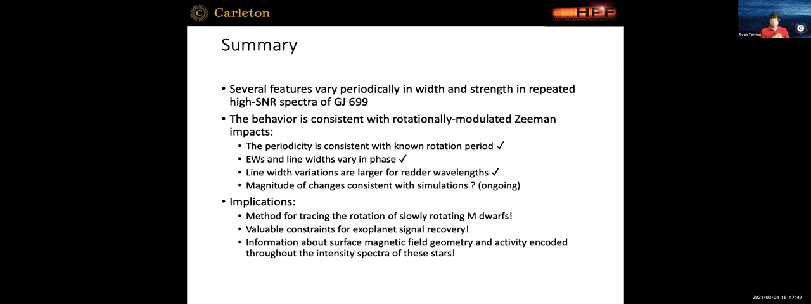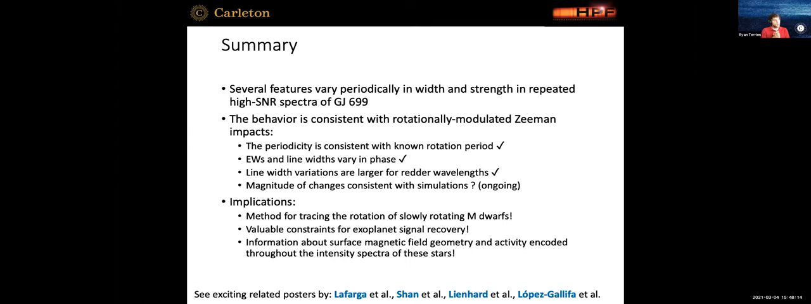That's particularly valuable if you're interested in detecting exoplanets, because having some handle on the rotation period is absolutely vital for informing your Gaussian process technique, or however you're correcting for the activity related signals that might pop up in your Doppler measurements, for example. And in general, this indicates that there's recoverable information in the intensity spectra about the magnetic field geometry of these stars. I think that's quite exciting, and we're excited to work on this more.